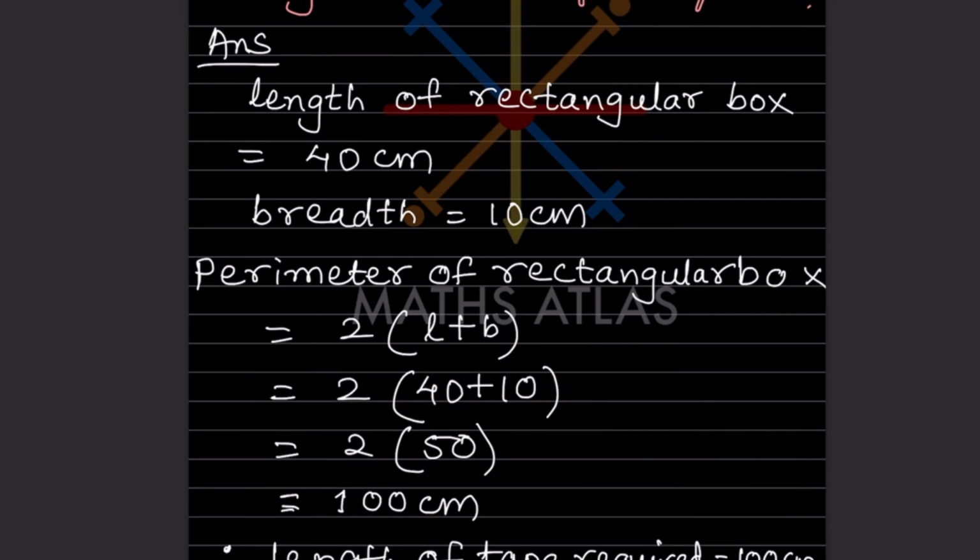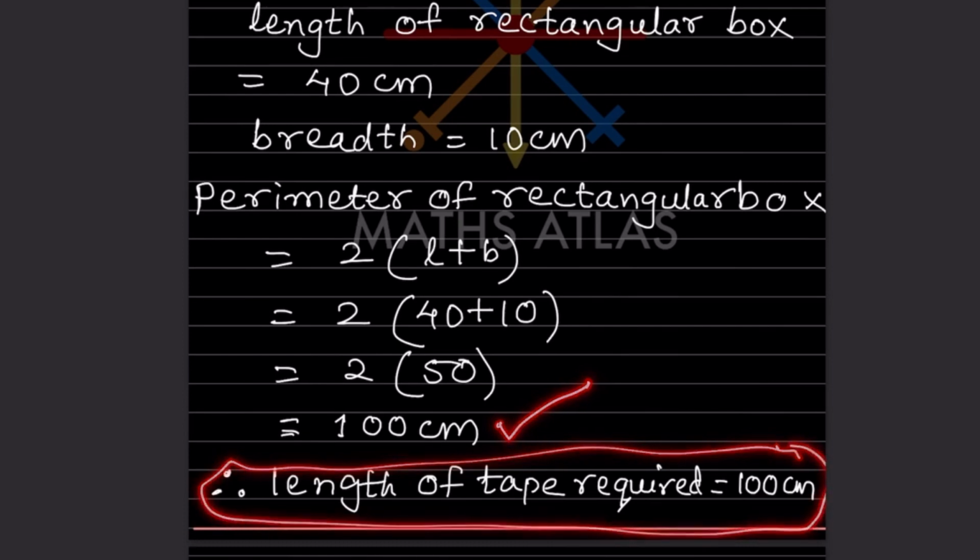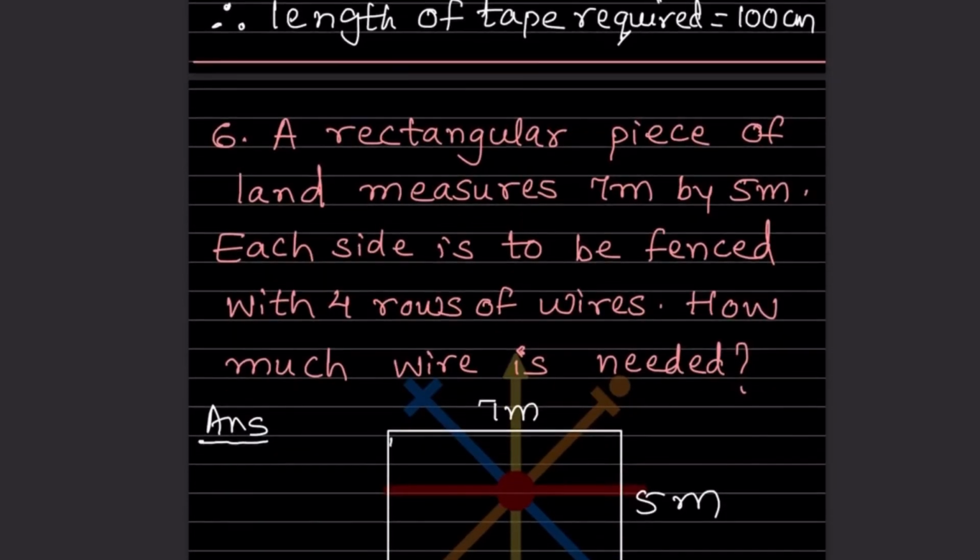Because it is a word problem, you have to write this statement over here, the last one. Therefore, length of tape required is 100 centimeter. So you will say, why should I write over here? Again, you might lose your half mark if you don't write this one, at least half mark.